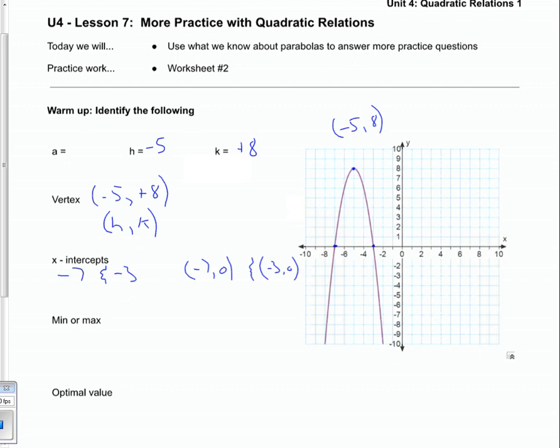Does this parabola have a minimum or maximum value? It's got a max value. There are no values of y that are higher than the vertex. So anytime that you have a parabola that opens down, it definitely has a maximum value. Okay, and the optimum value is the same as the k value. And so we know that the k value is +8. So the optimum value here is +8.